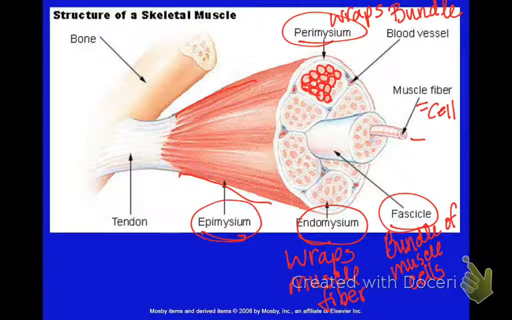All right, so there is your gross anatomy of the muscle. Make sure you're familiar with those terms: epimysium, perimysium, endomysium, and know, like, smaller to bigger, which one wraps the actual cell, which one wraps the whole muscle.